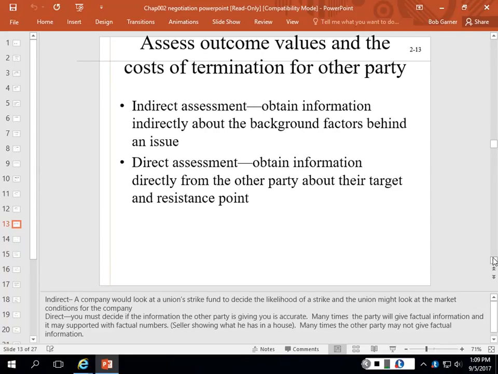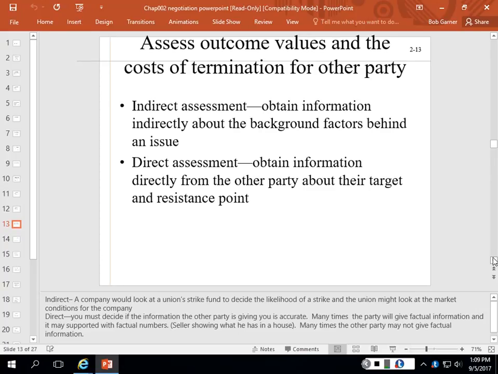But if that union is fully funded and has a very good strike fund, and they can go out for a month, what would it do to UPS if the company shut down for a month? Tons of money. So once again, you have to weigh the pros and cons of that deal and try to come to an agreement.